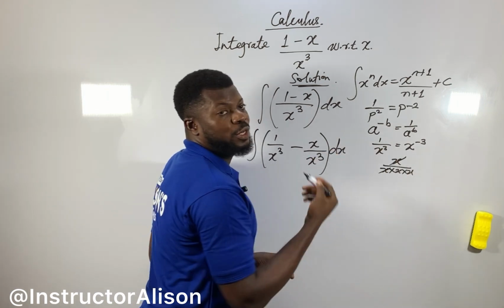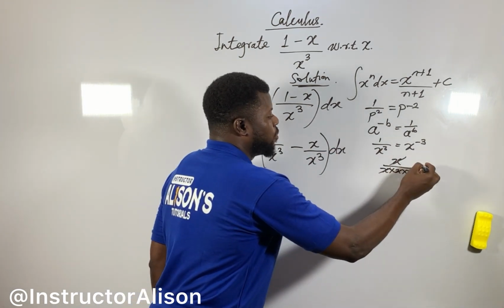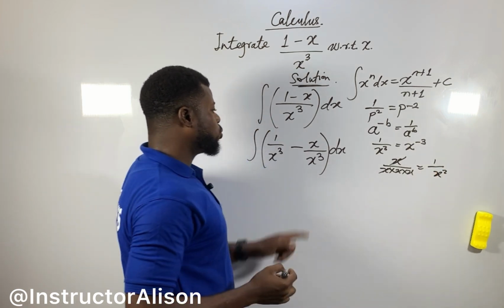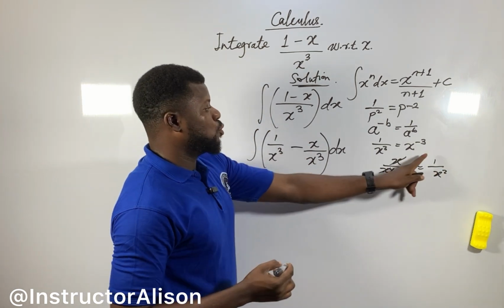Some people will say na 0 dey up. No be 0 dey up. Now 1 remain for up. 1 over x times x, x squared. Let me say this one will reduce to 1 over x squared.